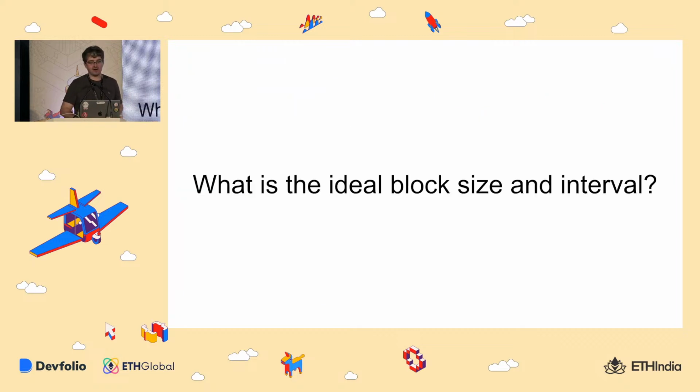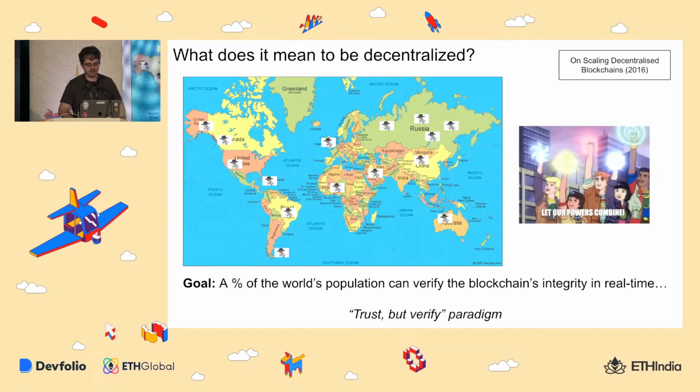So what's the ideal block size and interval? That's always a moving target based on the composition of the peer-to-peer network. So there's a research paper called On Scaling Decentralized Blockchains. It's from 2016. I think at the time it recommended a 4 megabyte block every 1 minute. But back then that was like, God, that's like 8 years ago now. The network's way more effective than it was back then.